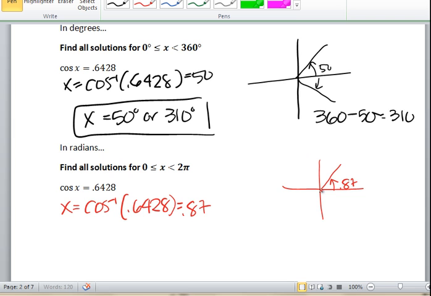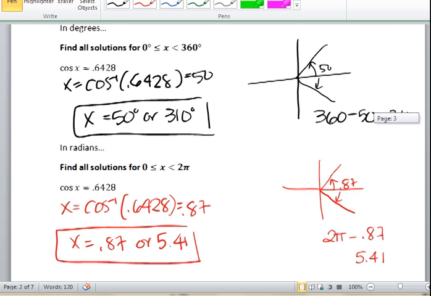And we know from our picture above, just because we know that cosine is positive in quadrants 1 and 4, that we have another solution down here. And that solution is 2 pi minus 0.87. Instead of 360, we use 2 pi minus the first value that we found, and that is 5.41 radians. That makes sense because we're in quadrant 4. So in radians, x is equal to 0.87 or 5.41 radians.